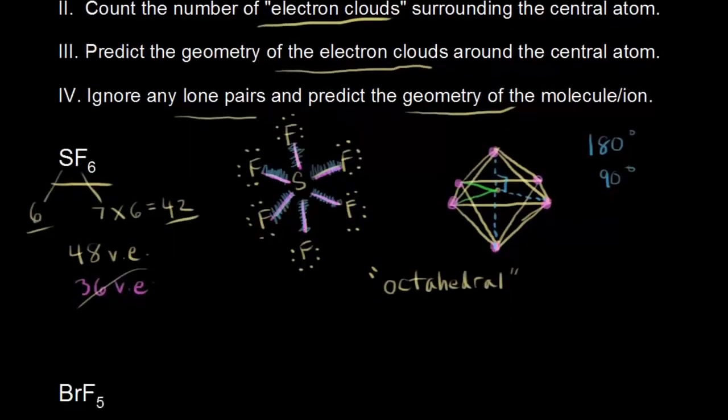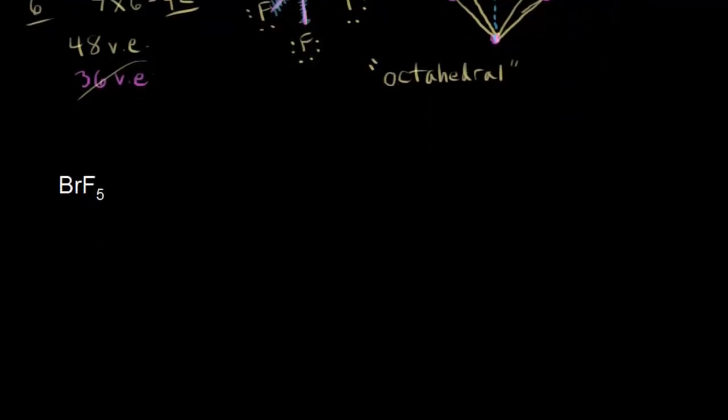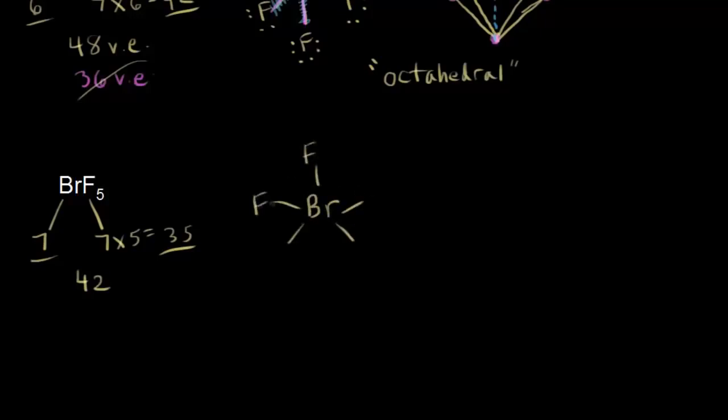All right, let's do one for bromine pentafluoride here, so BrF5. So valence electrons, bromine has 7, it's in group 7. Fluorine is also in group 7, and I have 5 fluorines, so 7 times 5 gives me 35. 35 plus 7 gives me 42 valence electrons. Bromine goes in the center, and bromine is bonded to 5 fluorines, so I can go ahead and put those 5 fluorines around our central atom. All right, we have represented, let's see, 2, 4, 6, 8, and 10 valence electrons so far.